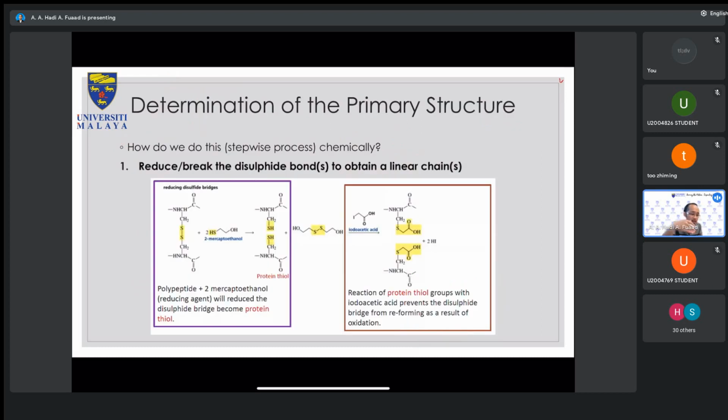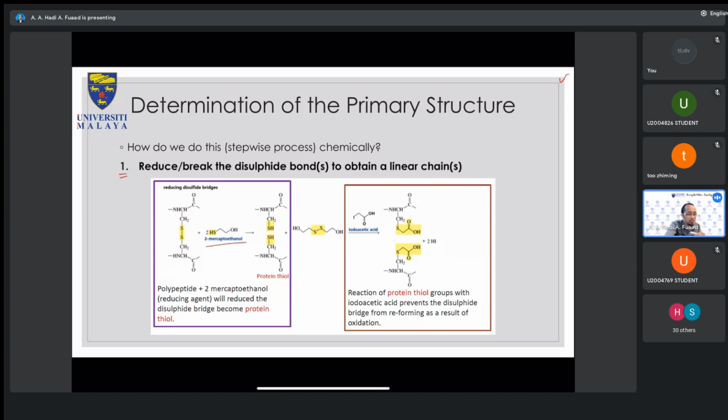Now, I divided this into a stepwise process. You see numbers here in bold. Number one is first you definitely need to reduce, or break, the disulfide bridge. That is the first step. Regardless of which protein you have, you can always proceed with this particular step.